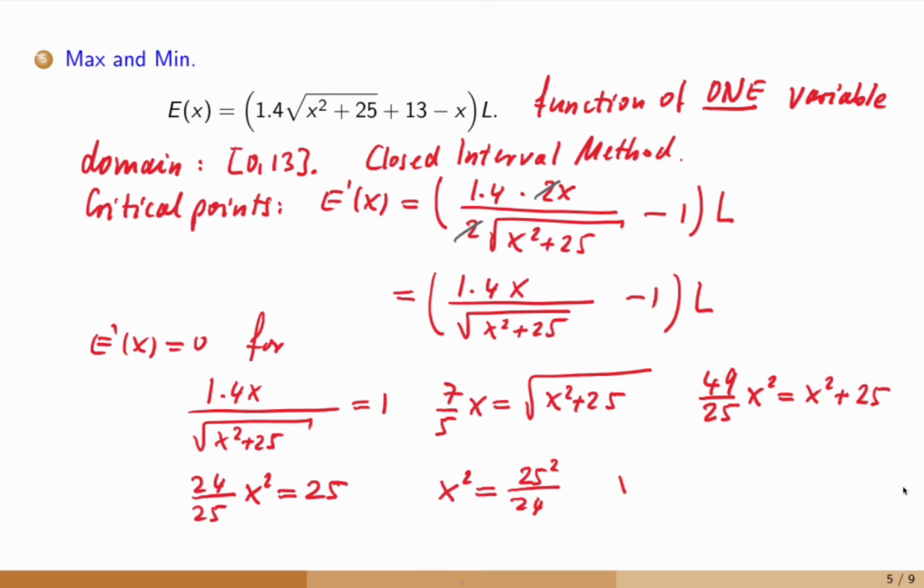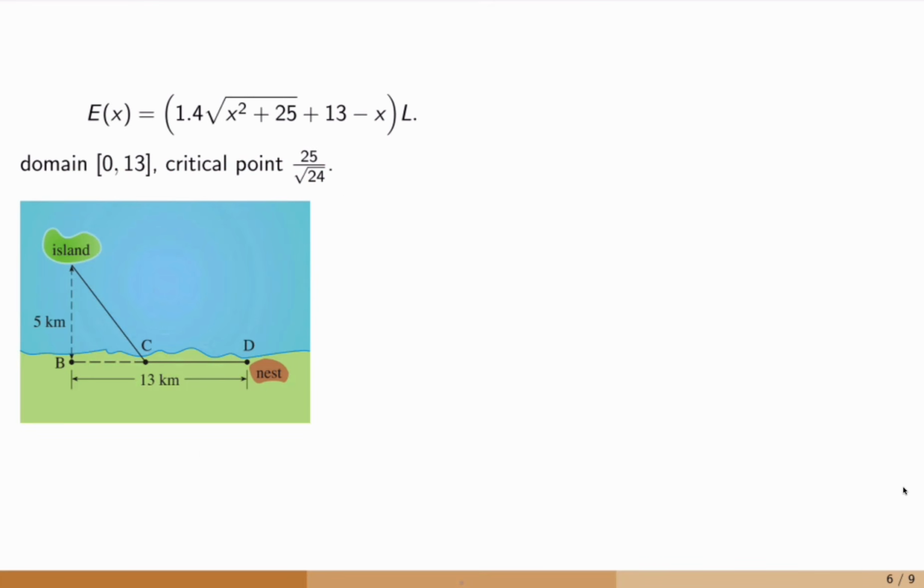Then I take the square root and I get x is equal to plus or minus 25 divided by the root of 24. Now we notice that one of the points is not in the domain, right? The negative point is not in the domain, because we said it doesn't make sense to have a negative x value. So the negative term is excluded. We only worry about the positive term, which is 25 divided by root of 24. So here I wrote this term again. We have a domain from 0 to 13, and we have a critical point 25 divided by root of 24.